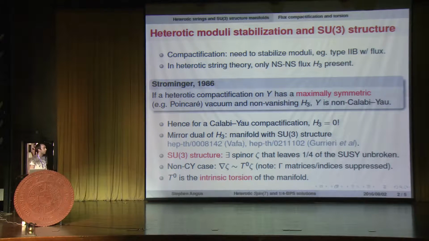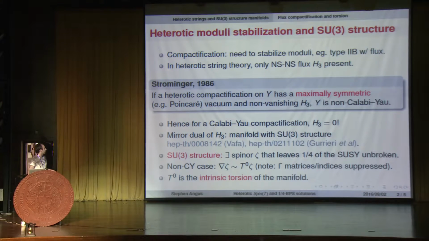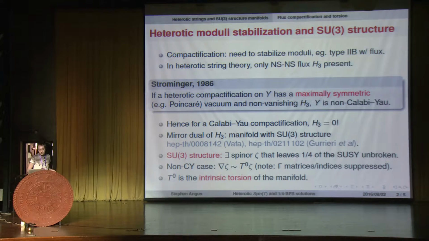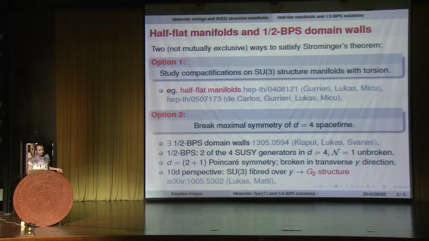So to proceed, we look at the mirror dual of H3. This is a manifold with SU3 structure, which means that while there's a spinor that leaves a quarter of the supersymmetry charges unbroken, in this non-Calabi-Yau case, the covariant derivative with respect to the Levi-Civita connection is proportional to some torsion. So basically there are two ways to go about satisfying this theorem. One is to move away from Calabi-Yau and look at SU3 structure manifolds, and this has been done for the case of so-called half-flat manifolds. Or you can break maximal symmetry of the D=4 spacetime.